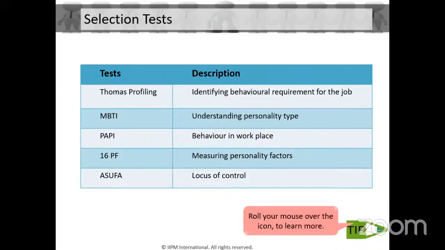Now we have the MBTI. It helps you to understand the personality type. So there are different personalities, the sanguines, the melancholics, the cholerics, the phlegmatics, but you are able to understand the personality type. That's what it helps you to do. The PAPI helps you to understand behavior in the workplace. Then the 16PF helps you to measure personality factors. So the PF there is personality factors. Then the ASUFA helps in locus of control. Please do read up and get more understanding in this area when it comes to selection tests.